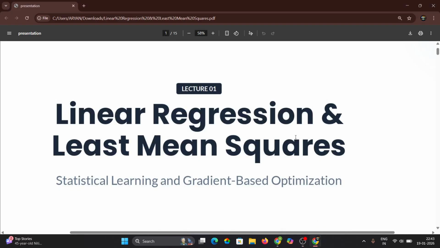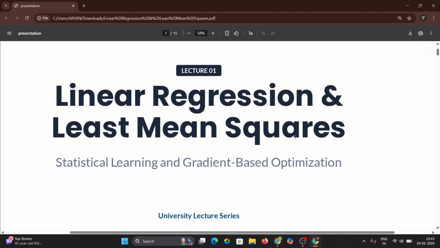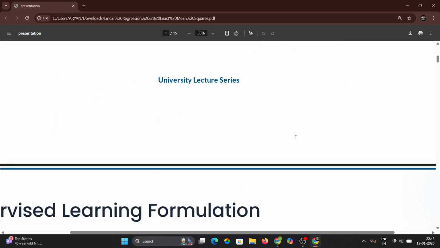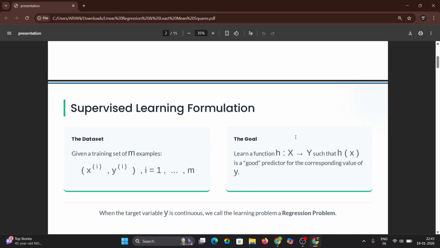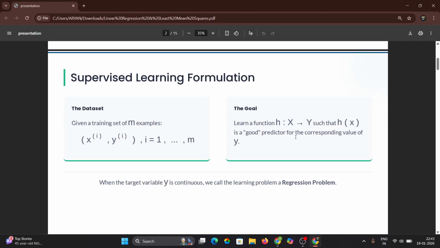Hello guys, so today we will learn linear regression and least mean square as statistical learning and gradient based optimization. So let us start with the supervised learning formulation.